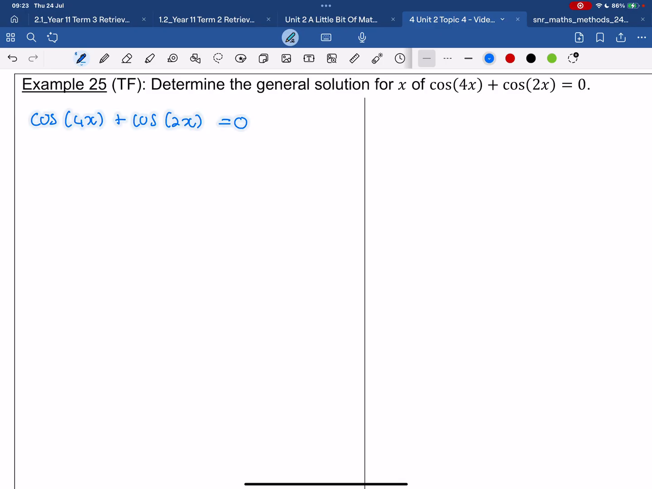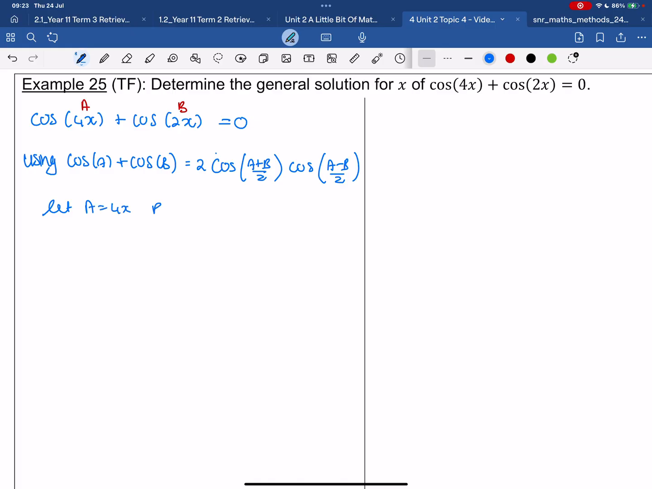I know I've got that identity for cos of A plus cos of B. So using cos of A plus cos of B, in this case A is going to be 4x and B is going to be 2x, okay? And that's equal to 2 times cos of (A plus B) over 2 times cos of (A minus B) over 2. So let's let A equal 4x, B equal 2x.